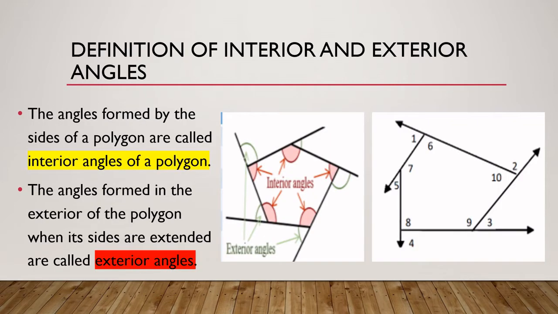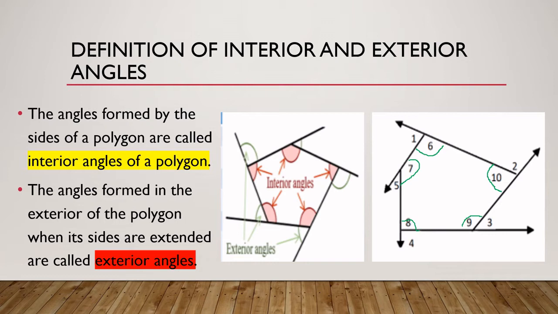So let us review first the definition of interior and exterior angles. So when we say interior angles, these are angles formed by the side of the polygon. So these are angle 6, angle 7, angle 8, angle 9, and angle 10. So these are angles formed by the sides of a polygon. And these are called interior angles of a polygon.